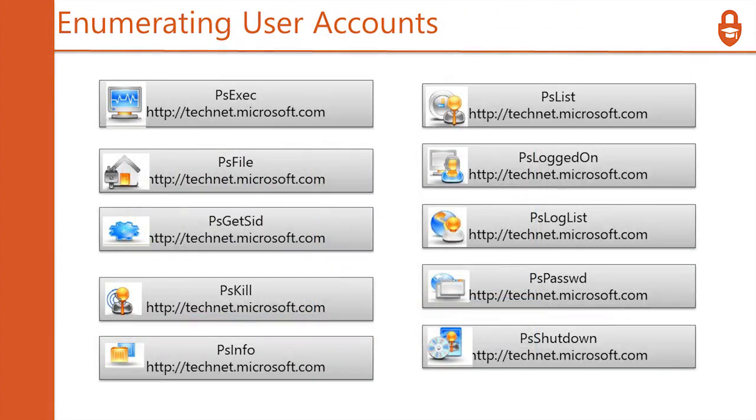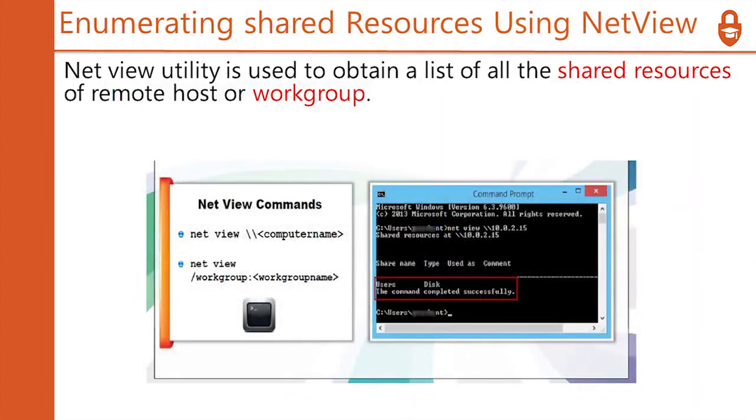And then enumerating user accounts. You can use PSExec, PSFile, PSKill. PSKill on a machine is usually considered PUA, potentially unwanted application, or PUS, potentially unwanted software. So those are the acronyms you'll see when these things are detected. For that reason, PSList as well.